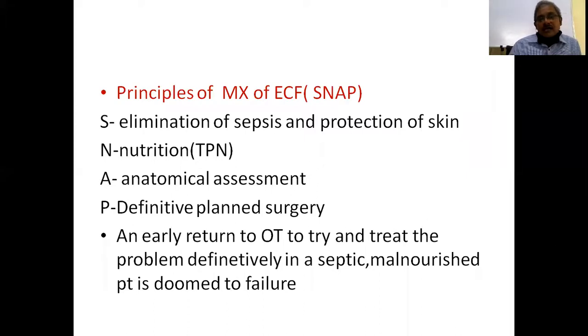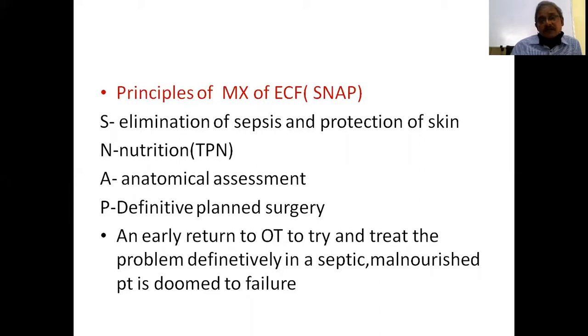All these parameters will come into play. And A stands for anatomical assessment. Anatomical assessment is very important. We often have to discuss with the radiologist after going for a CT scan or ultrasound, followed by various contrast studies like enema, double contrast studies. We have to define the anatomy of the bowel, define the length of the bowel involved, and plan for the proper correction of the underlying fistulous tract.